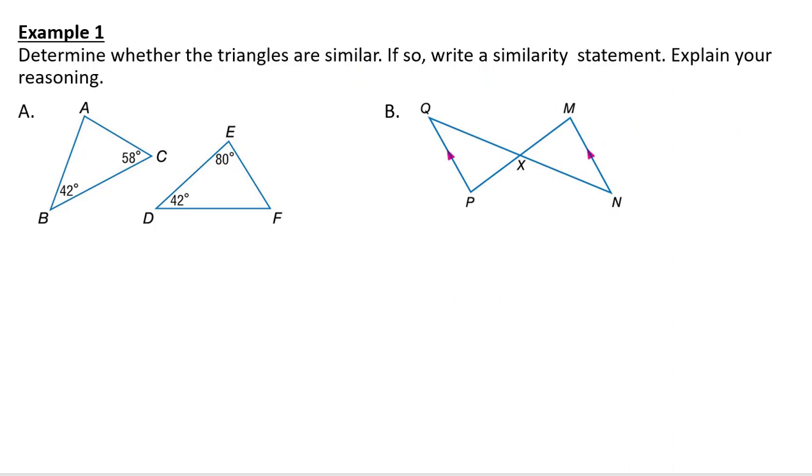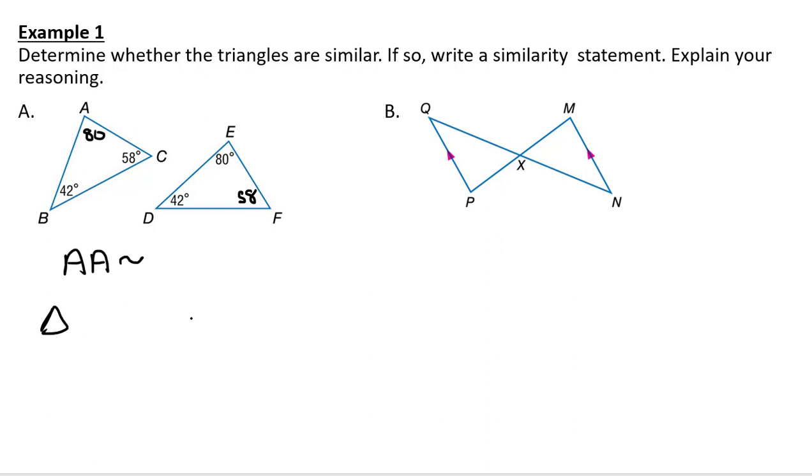Okay, example 1. Determine whether the triangles are similar. If so, write a similarity statement. Explain your reasoning. For this triangle, I need to find the third angle. So 180 minus 42 minus 58. This angle up here is 80. That makes this angle down here 58. So I have my triangles similar by angle, angle, similarity.